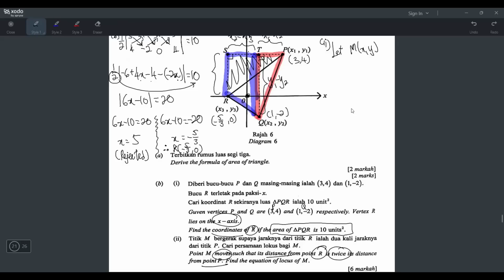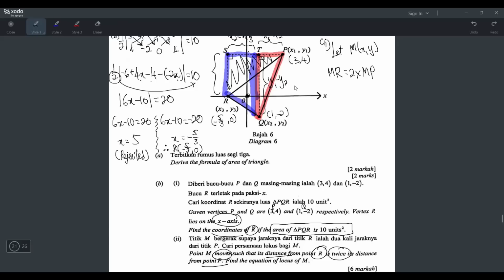After we check the ratio, then only we can use the distance formula. So it says M moves such that the distance from R, so MR, is twice, so 2 times the distance from P, so MP. Okay, so MR is twice the distance MP. This is the meaning. Okay, don't write RP here. Some of you write RP. Wrong. MP, MP. So this is what it means.